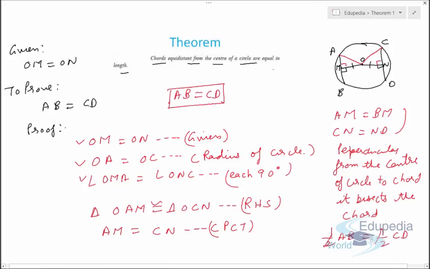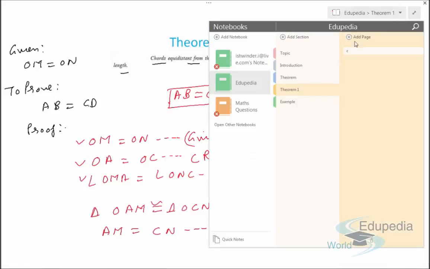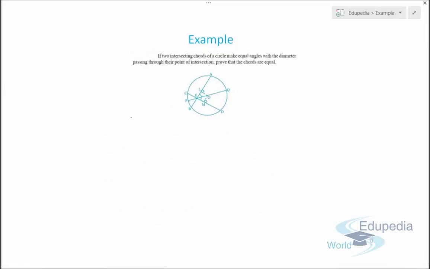Now, let's discuss one example related to theorems. This is how we can use these theorems to solve questions which are very important from the exam point of view. So you have to watch this part of the video very carefully. Now, the question says that if two intersecting chords of a circle make equal angles with the diameter passing through their point of intersection, then we need to prove that the chords are equal. So first of all, we need to write given.